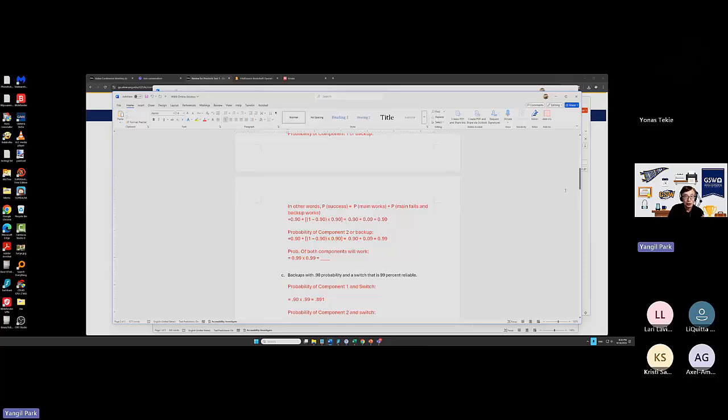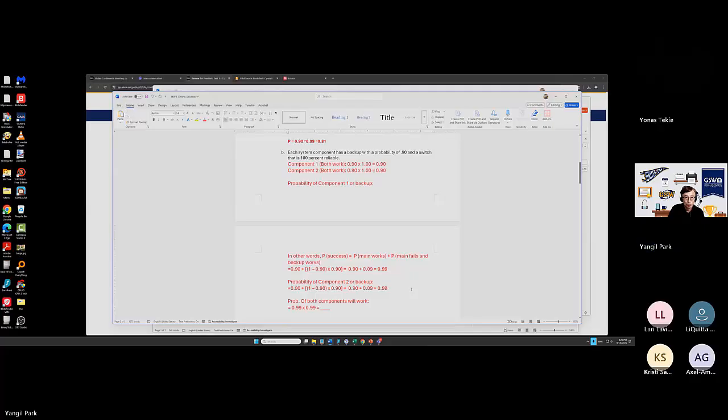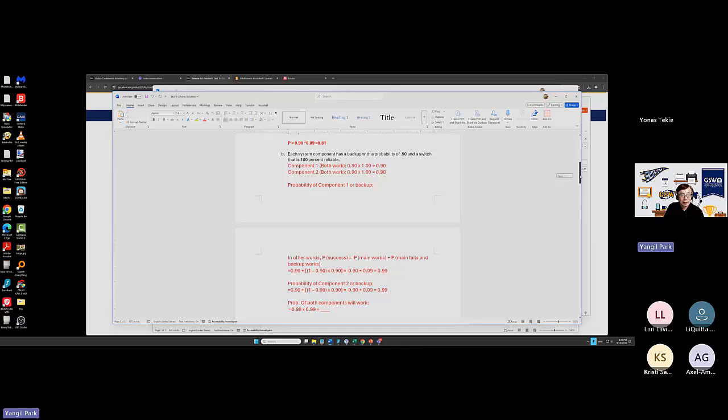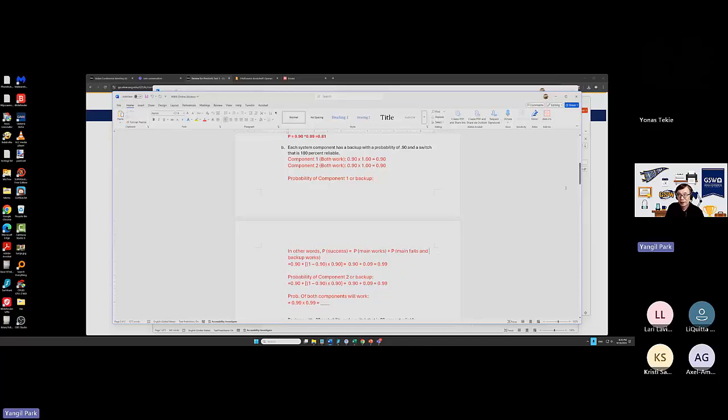So we found both components will work with 0.99 each, right? Both, here you go, 0.99, 0.99. So the probability that both components work is just those two multiplied, which is, what is it, 0.9998. I didn't go that far, I guess. Okay. So that's how it works.